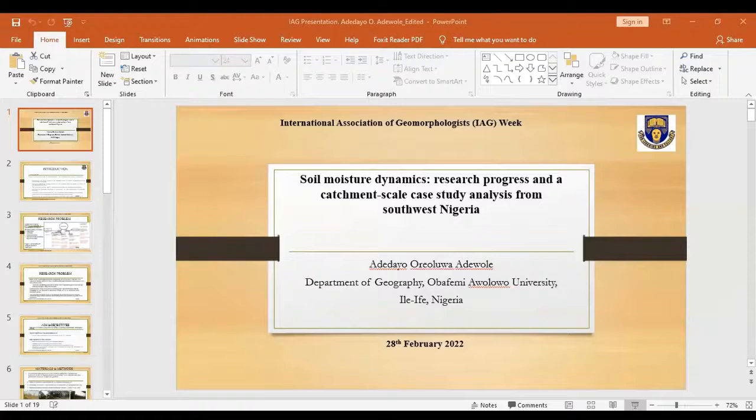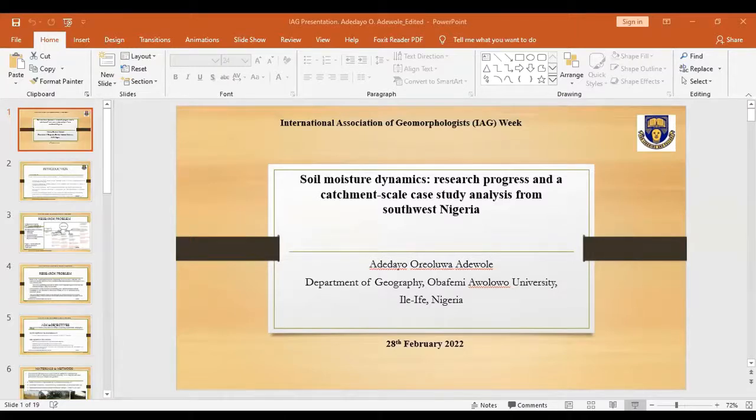So the research problem: in measuring soil moisture, we have the direct methods and the indirect methods. The direct methods are the gravimetric method, which is oven drying, whereby the soil is put in the oven at 105 degrees Celsius and weighed on a scale, and from there we can get the moisture content of the soil. We also have the use of sensors, which measure data temporally.